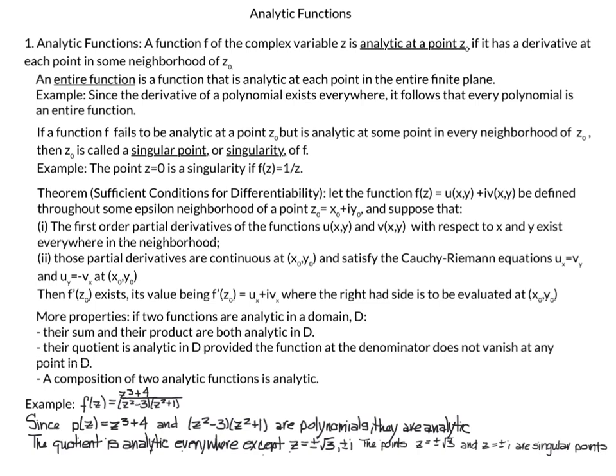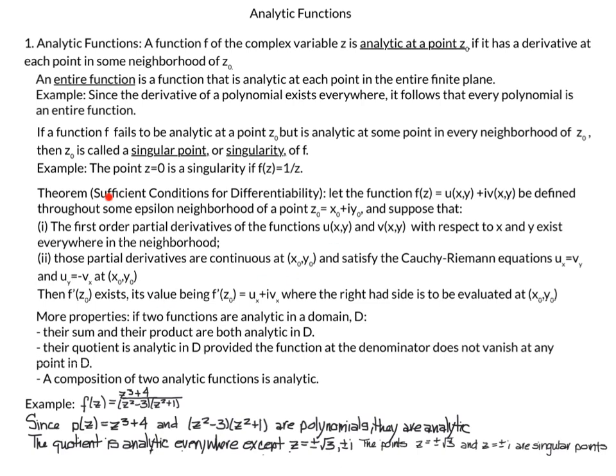And the example was the derivative of a polynomial exists everywhere, and it follows that each polynomial then is an entire function. Next, we said if a function fails to be analytic at a point z naught, but is analytic at some point in every neighborhood of z naught, then z naught is called a singular point or singularity. In other words, in the entire neighborhood, it's analytic just not at that one point, the singular point z naught. And the example is the point z equals 0 as a singularity of f of z equals 1 over z.